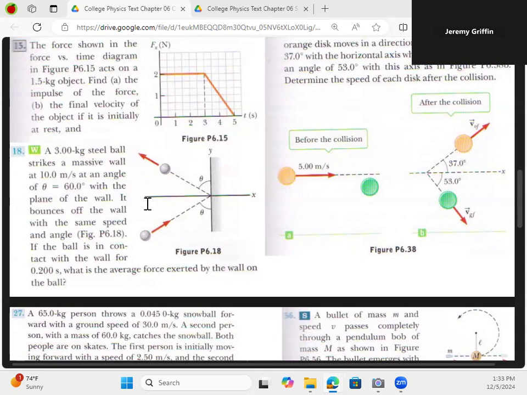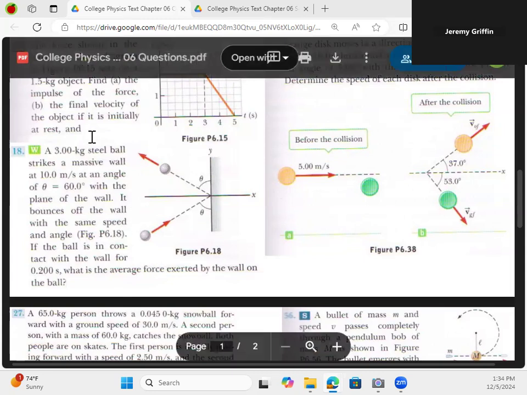So the velocity of the ball headed straight towards the wall is this 10 meters per second multiplied by sine of 60 degrees. That's like 8.66 meters per second. And then when it bounces the other way, that's like 8.66 minus negative 8.66, which is like 17.32 meters per second. So the change in velocity is 17.32 meters per second.